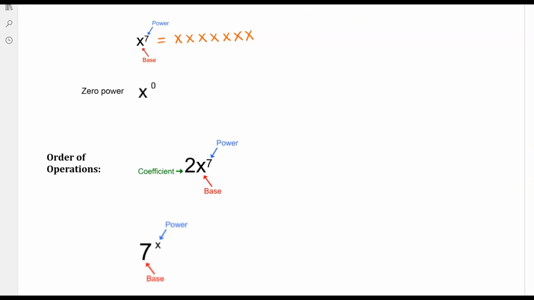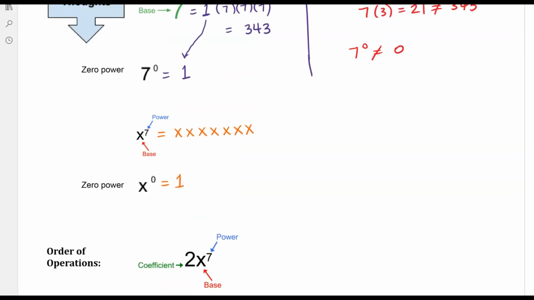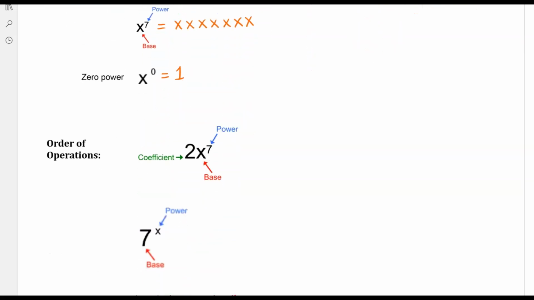If I have a variable raised to the 0 power, then that's going to equal 1 for the reasons that we talked about up here. 7 to the 0 power is 1. Now, here's where those exceptions come in. x cannot be 0, and x cannot be 1. But any other number, x to the 0 is equal to 1.